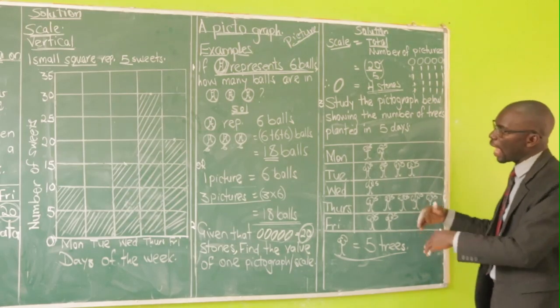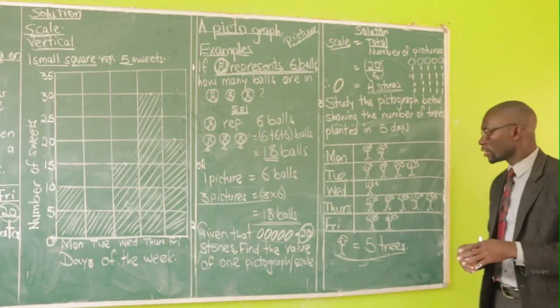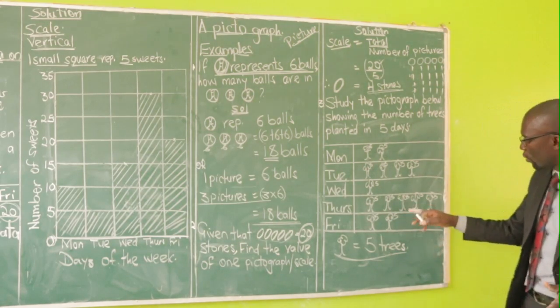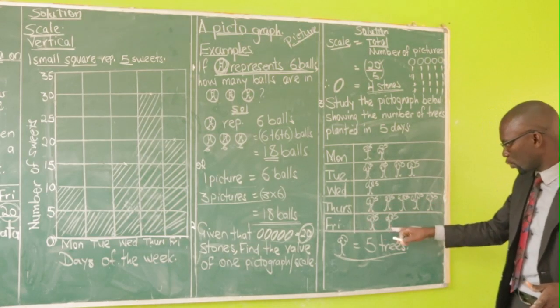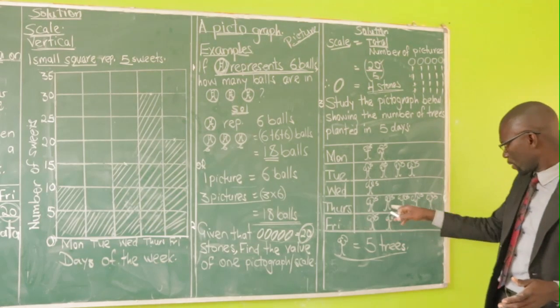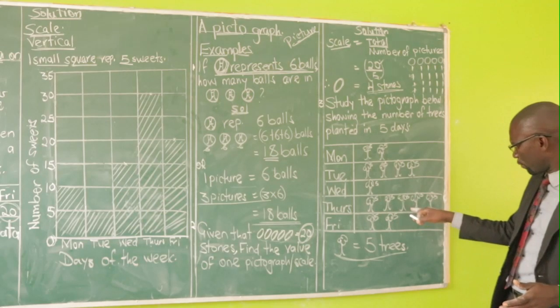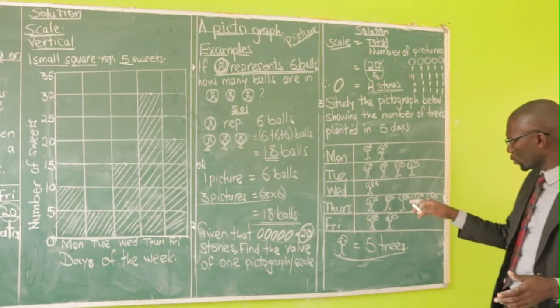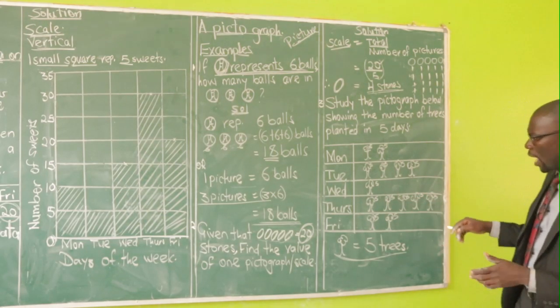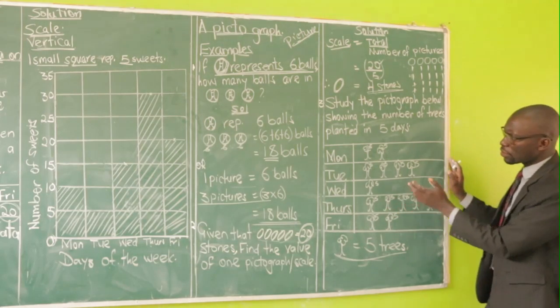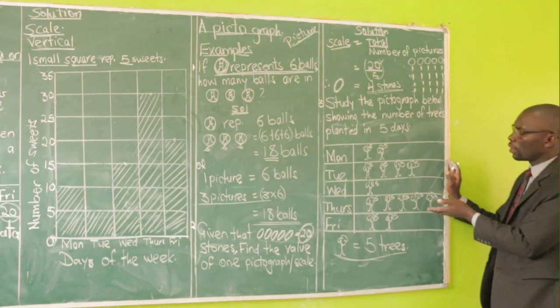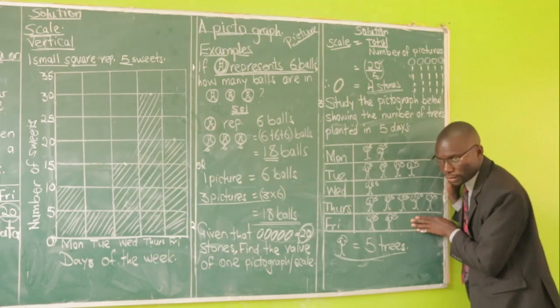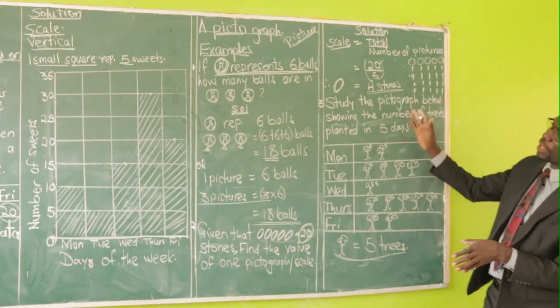Or on which day was the highest number of trees planted? Just come here and say, on Friday, there were 2. How about Thursday? I'm seeing there are 5 pictures. How about on Wednesday, 1? So I think on Thursday, this is when the biggest number of trees was planted. So this is basically the pictograph.